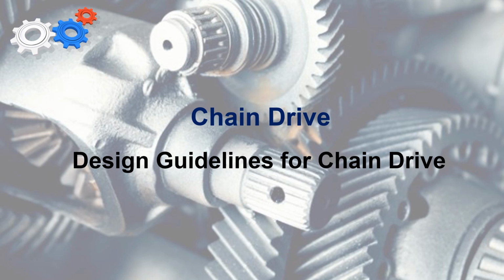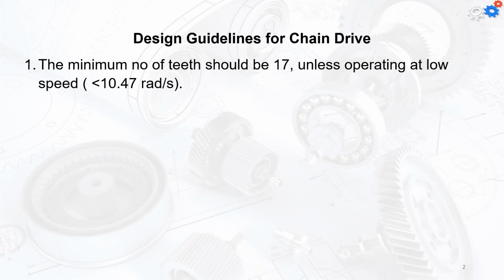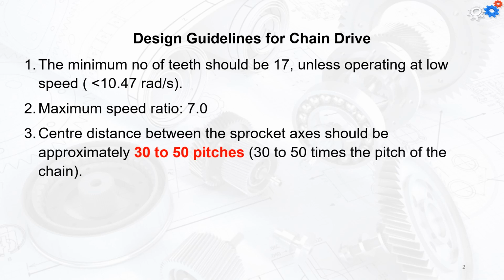The design guidelines for the chain drive. When we design a chain drive, we should start with some assumptions. For example, that the minimum number of teeth should be 17, unless operating at low speed, for example, less than 10.5 radians per second. The other assumption is that the maximum speed ratio is 7.